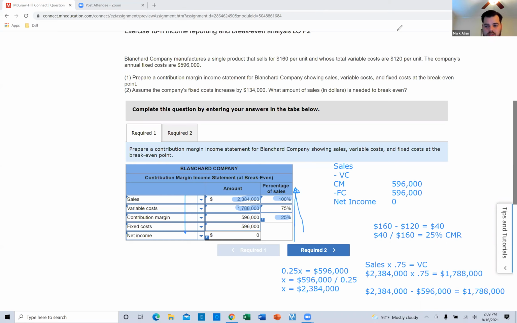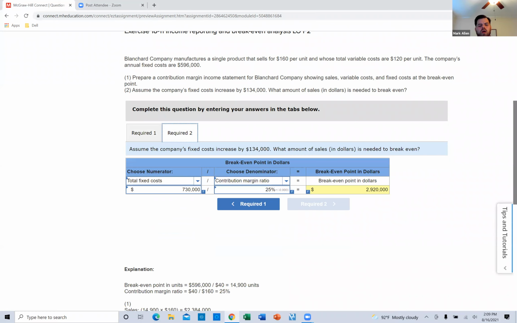Very good. Now, number two, assume the company's fixed costs increased by 134. What amount of sales in dollars is needed for break-even? Well, in that case, total fixed cost goes from 596 to 730. Contribution margin ratio, you'll notice, doesn't change because that's a change in fixed cost. So contribution margin ratio is unaffected, because contribution margin ratio is sales minus variable cost over sales. The fixed cost is changing. That's nowhere in the formula for contribution margin ratio. So we simply take the 730 over the 25%, and that's 2,920,000.